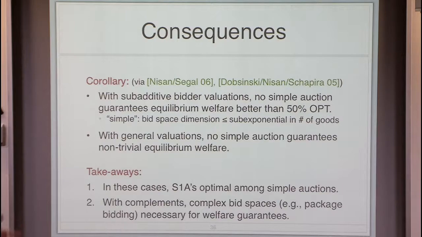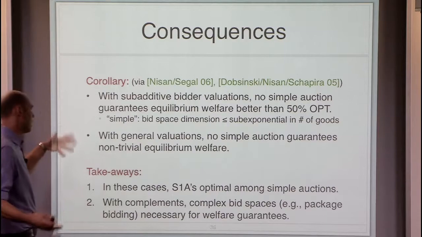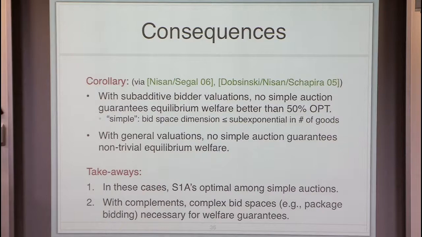So an interpretation here, one school of thought says, if you have severe complementarities, you have no option but to have package bidding in complex auction formats. And this is a theorem which really translates directly to that rule of thumb. If you have general valuations, meaning you have complements, then what this says is without an extremely large action space, it's totally hopeless to have good welfare guarantees. This is a formal way of saying complexity is essential when items have complementarities.